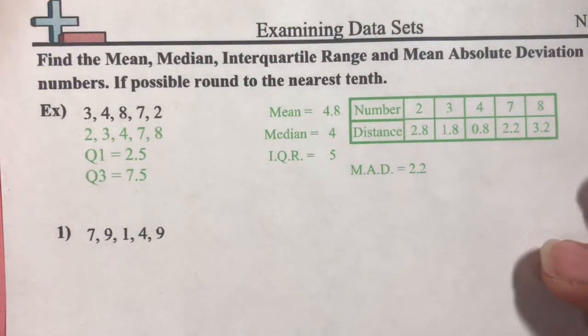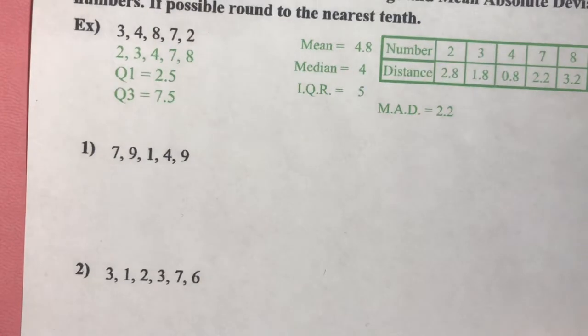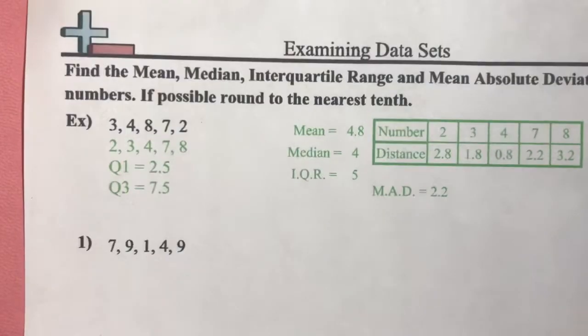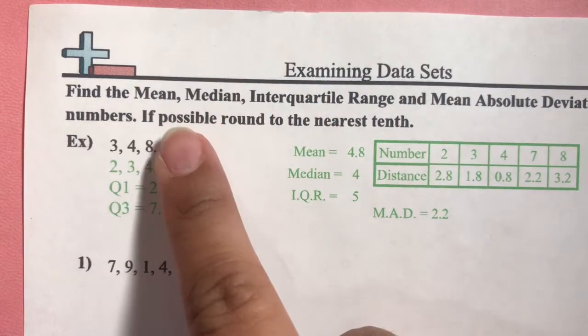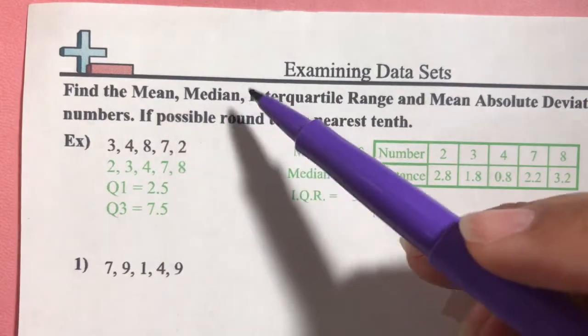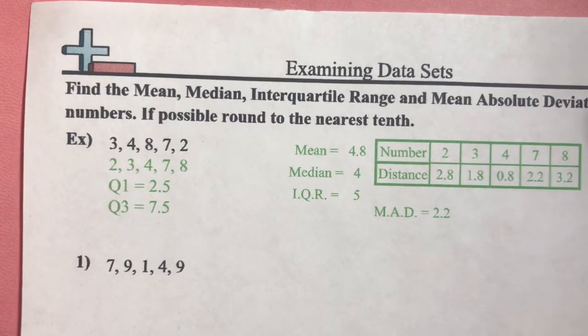I'm just going to do a quick video on the first example. Well, not this one. We're going to do it on the first problem right here. Before we start that, I want us to write down some useful formulas so you don't get confused as to which one is which, because for this worksheet we're going to be finding the mean, the median, the interquartile range, and the mean absolute deviation.